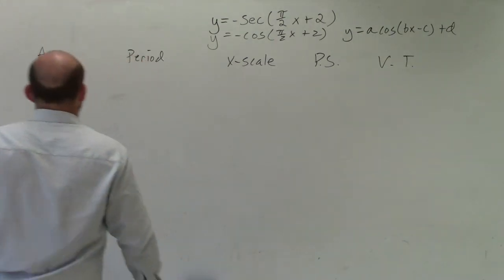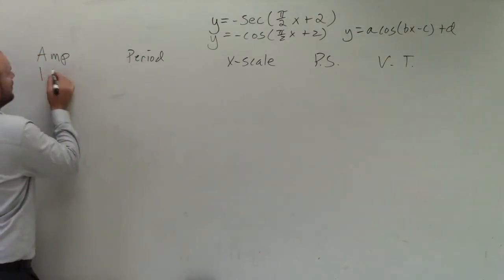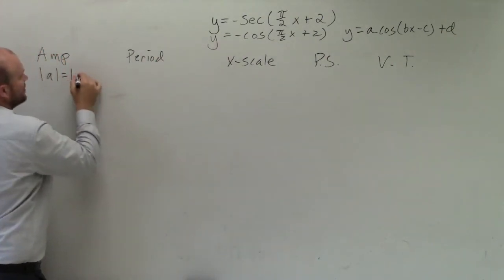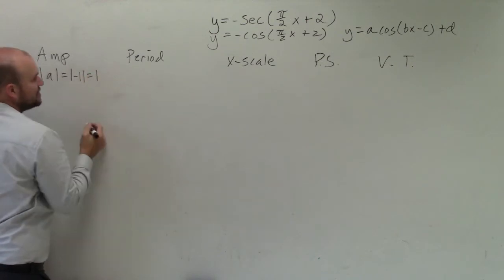All right, so the amplitude is going to be the absolute value of our a. Well, in this case, the absolute value of a is -1. So the absolute value of -1 is just 1.